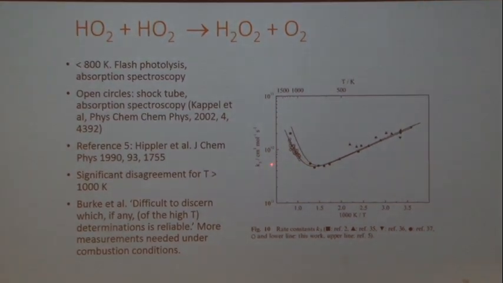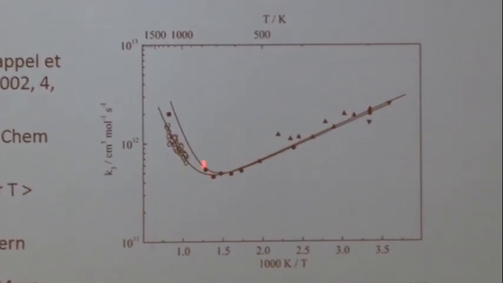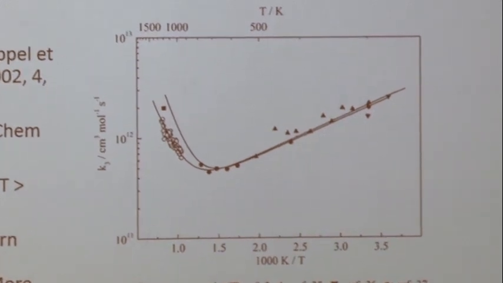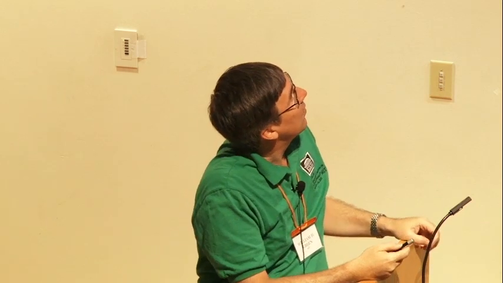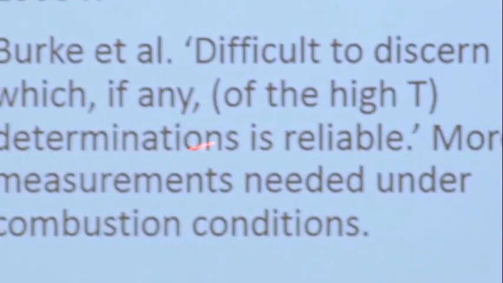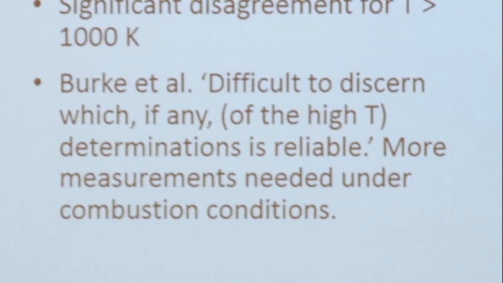This is another one. Some of these reactions have non-Arrhenius behavior: the rates increase at low temperature, and then they also increase at high temperature, with a minimum somewhere in the middle. This is really confusing. It has to do with the fact that at very low temperatures you form complexes, like van der Waals complexes first, but at higher temperatures they're not stable, so they fall apart, and you can get this strange behavior. Sometimes new channels open up as well. But this is a very common comment: difficult to discern which, if any, of the high temperature determinations is reliable. More measurements needed. You read a lot of kinetics papers like this.